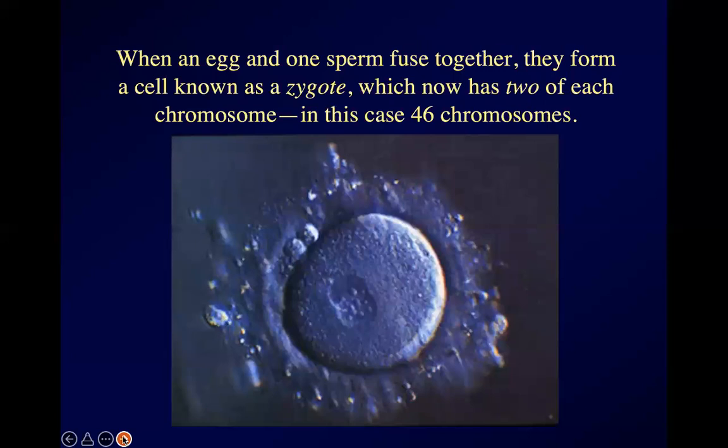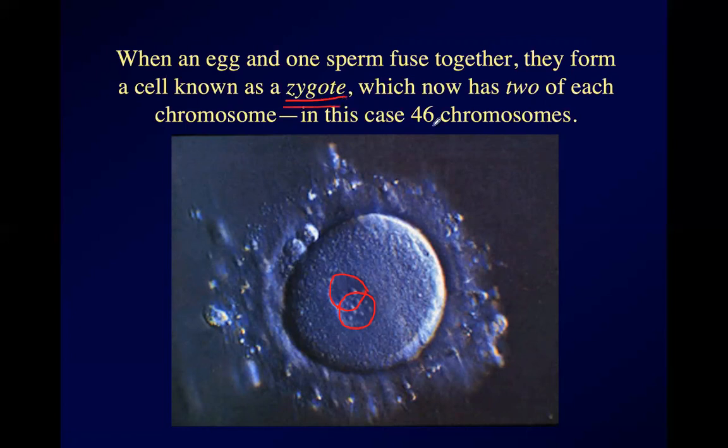Here's an egg and a sperm that have fused together, and their nuclei down there are in the process of coming together. And when an egg and a sperm fuse, the resulting cell is called a zygote.